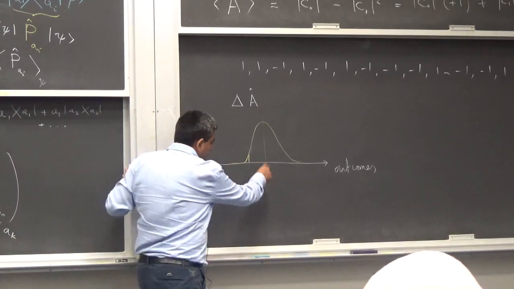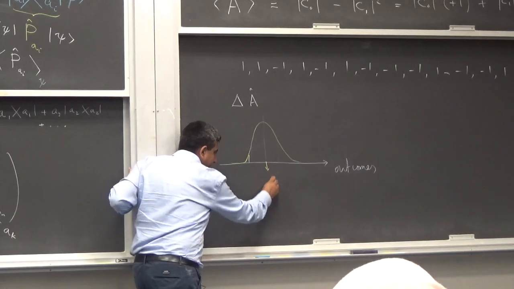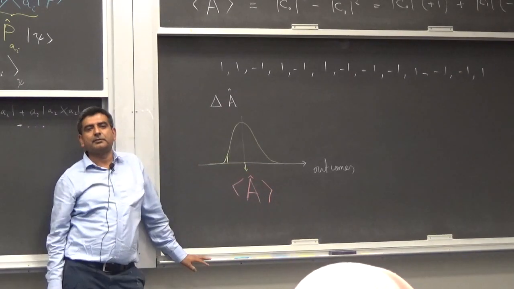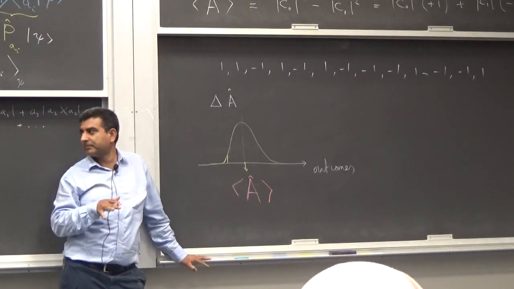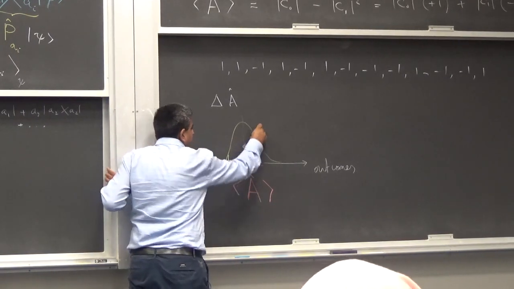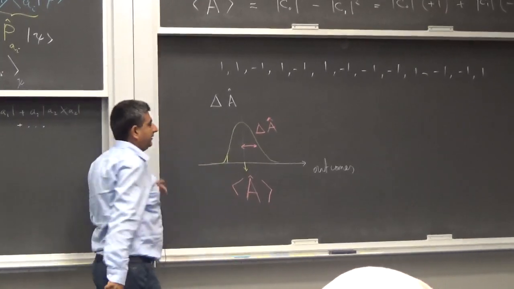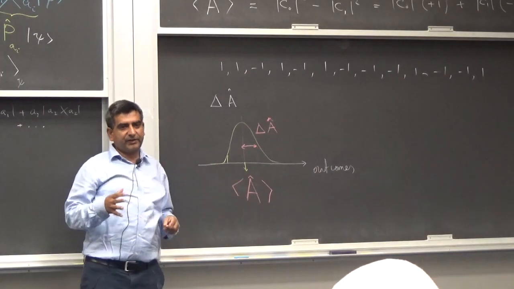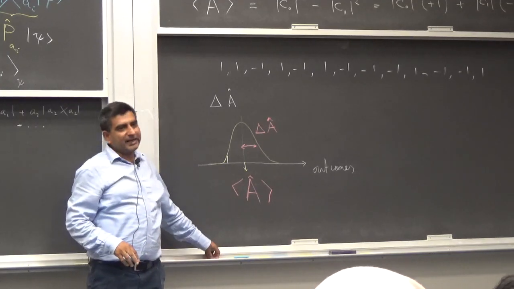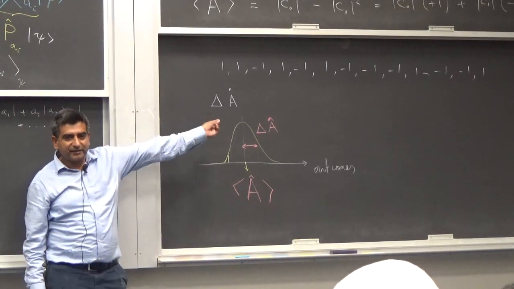The average of these outcomes, this thing is, right? That's the average outcome. And there is also a spread. Let's call that spread delta A. In quantum mechanics, this is also called the uncertainty in A, in your measurement outcome. And basic quantum mechanics tells us what this uncertainty is. So can you identify what the uncertainty is going to be?